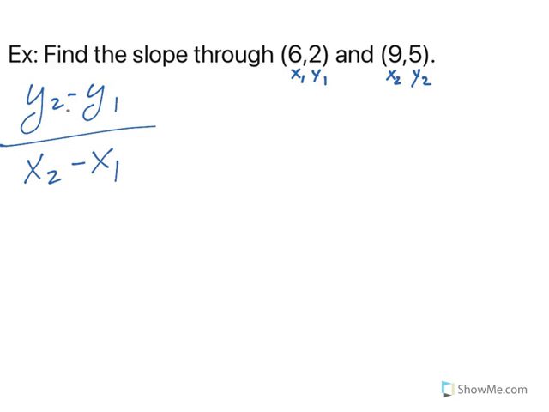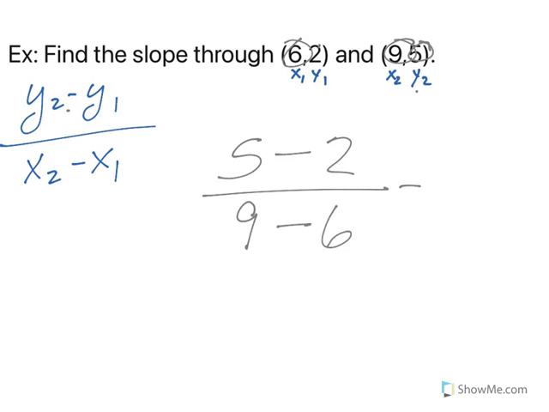Okay, so I start with y2. That's 5. I subtract y1. That's 2. Because I started with y2, I have to start with x2. So 9 minus 6. And then I simplify. 5 minus 2 is 3. 9 minus 6 is 3. And 3 over 3 just gives me a slope of 1.